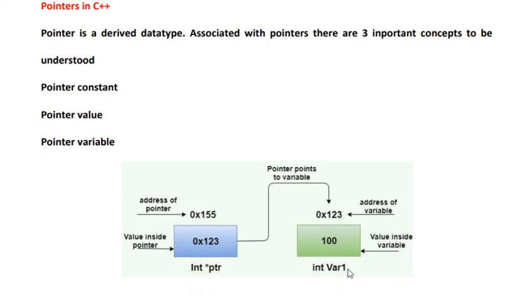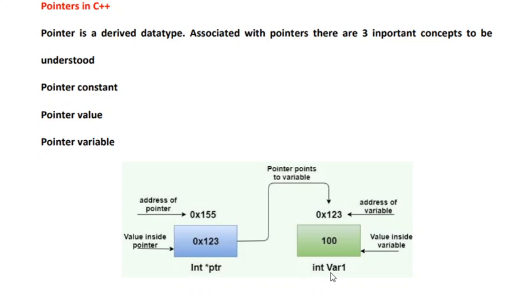Now let us try to understand what is pointer constant, what is pointer value, and what is pointer variable with the help of a very simple diagram. Here in this particular diagram I have a variable var1. It is declared as an integer variable. When a variable is declared, memory allocation is done to that variable. So here 0x123 is the memory allocation that is done to the variable var1.